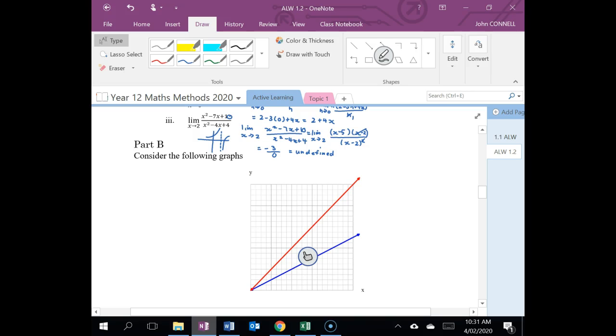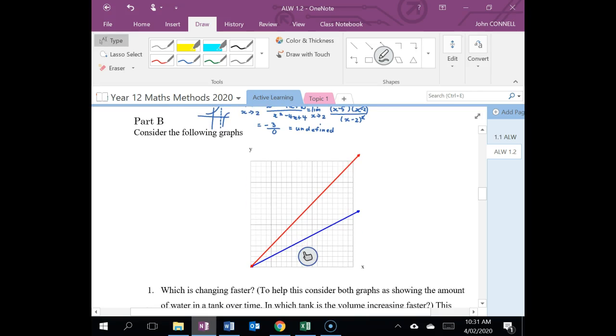Rates of change is where we're going. That's what calculus and derivatives are all about, and that's why we need limits. So if I have a look at this red graph and this blue graph, which graph would you say is changing faster? If you want a way to think about that, if this was mapping the volume of water in a tank, so the volumes are going up, which tank is filling faster? Which has a faster flow into it? There's a faster increase.